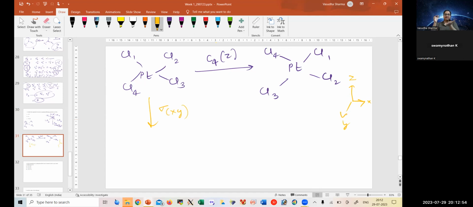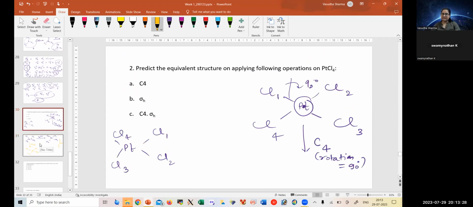We have already said that chlorine, chlorine, chlorine, and chlorine all lie in the plane, like just a paper, right? So if I apply sigma H, the XY plane, it will cut each chlorine into two halves and platinum into two halves. Everything would be in two halves, so it is not going to change any orientation. It is just like the upper half: platinum, Cl2, Cl3, Cl4. Fine, so the second operation is also applied. First, C4 is done, and the second is also done.